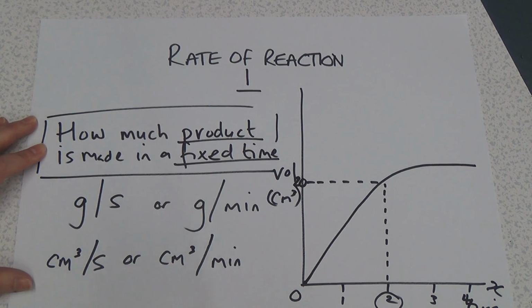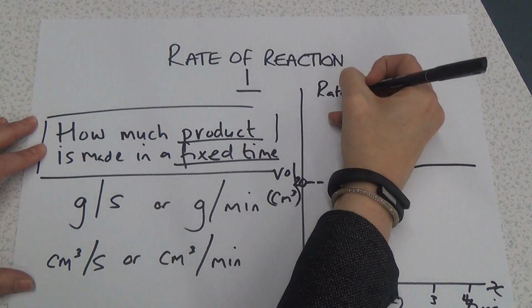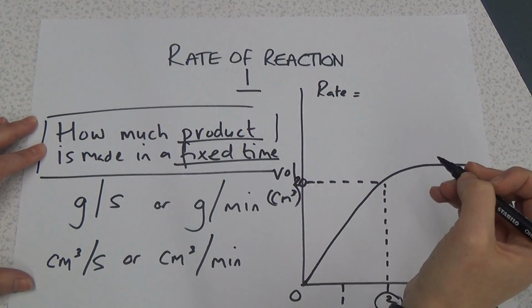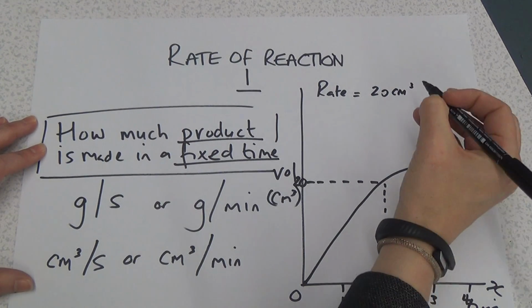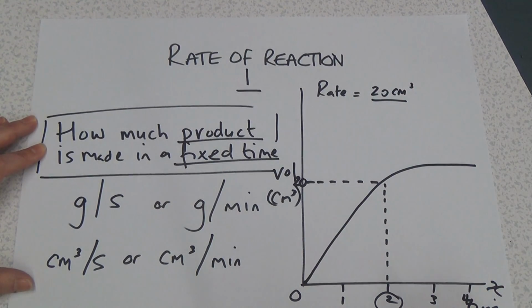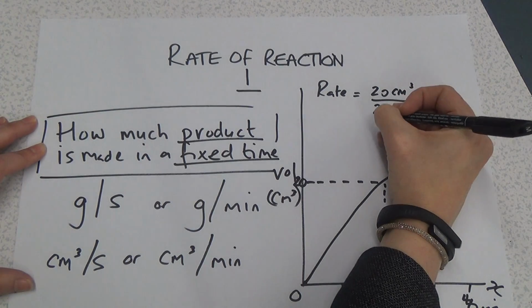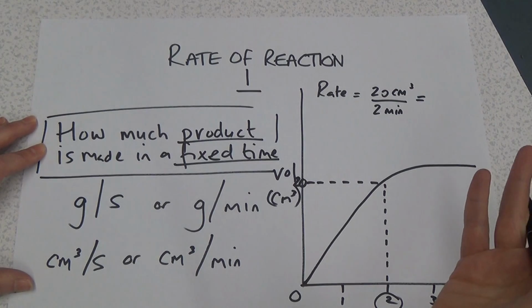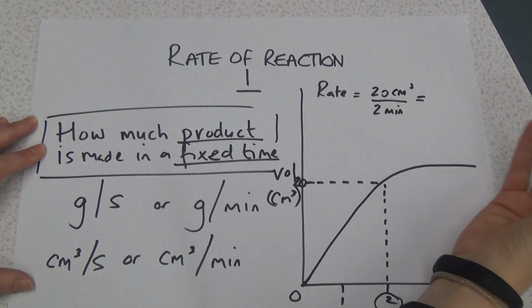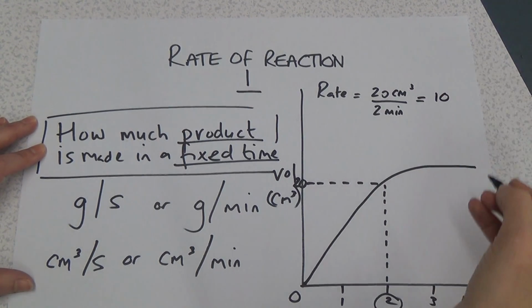How do we work out the rate? Well, the rate will be the volume of gas, in this case 20 centimetres cubed, divided by the number of minutes, the time, in this case 2 minutes. When we do that as a nice calculation, it's quite simple because we've got 20 divided by 2, so it works out to be 10.